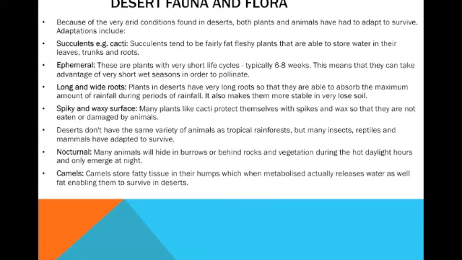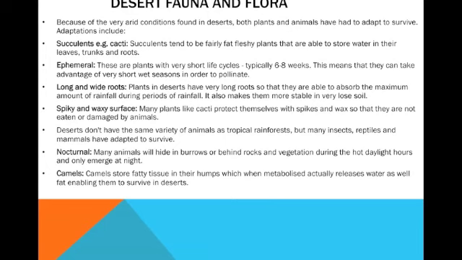Spiky and waxy surfaces. Many plants, like cacti, protect themselves with spikes and waxes so that they are not eaten or damaged by animals. Deserts also don't have the same variety of animals as tropical rainforests, but many insects, reptiles, and mammals have adapted to survive. For instance, camels. Camels store fatty tissue in their humps, which when metabolized actually releases water, as well as fat, enabling them to survive without water.